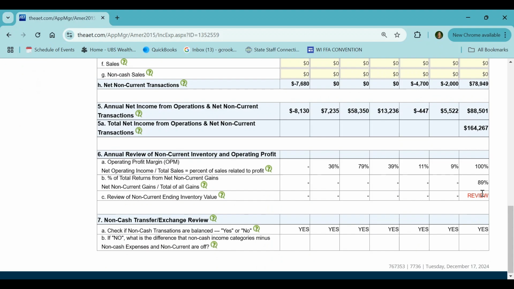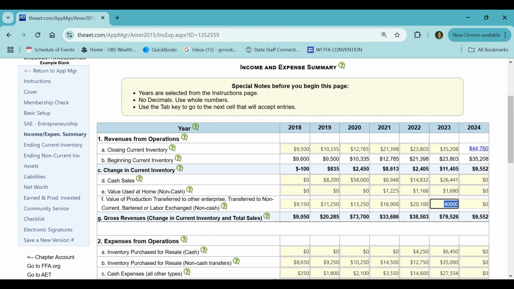Now, this says review because we don't have the last year's records in. So for their last year, we can't put in the closing current inventory because that came from the ending current inventory page. So we're going to put in cash sales. So this 2024, they had cash sales of $20,355.